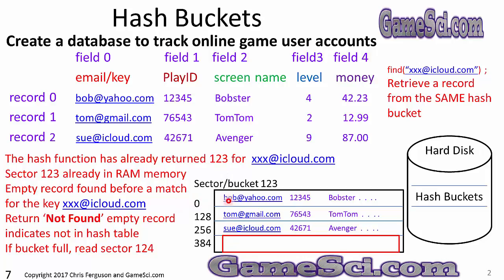We'll look at record 0 at byte offset 0 and say that's not my data. We'll look at record 128, or byte offset 128, and Tom does not match our email address. We'll look at byte offset 256. Sue does not match our xxx@icloud.com. Finally, we'll search the fourth record. At byte offset 384, there's all spaces.